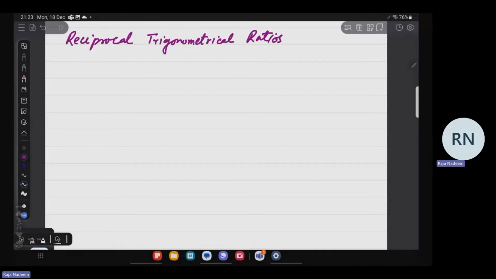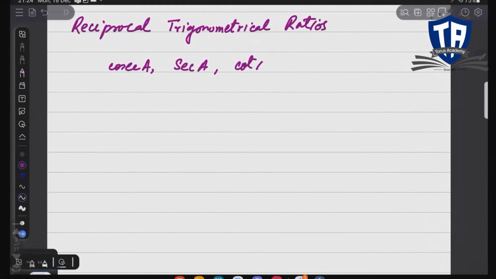Bismillahirrahmanirrahim. Our today's lesson is on reciprocal trigonometrical ratios. This is chapter number 3 from the textbook Maths A2. Secant of an angle, and cot of an angle. We're going to discuss what these cosecant, secant, and cot of an angle are.